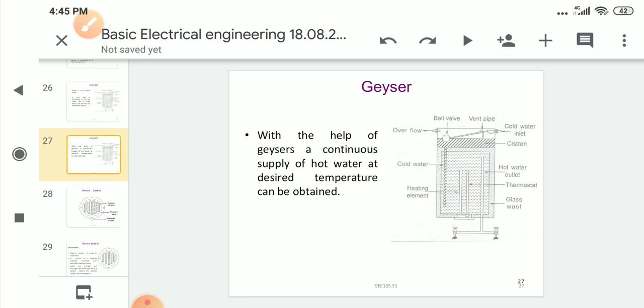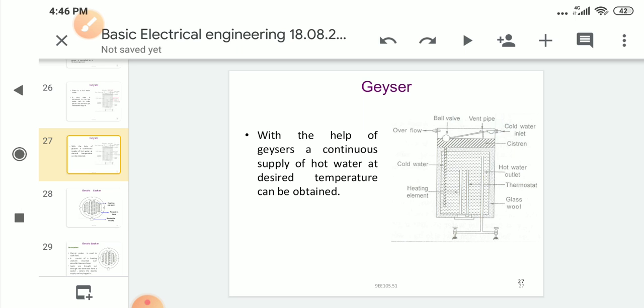There are two tanks, an inside tank and an outside tank. The gap in between is filled with some glass wool. All these temperatures are controlled by a thermostat with a bimetallic strip. The inner tank is made of tin coated or copper tank like that, to prevent corrosion.